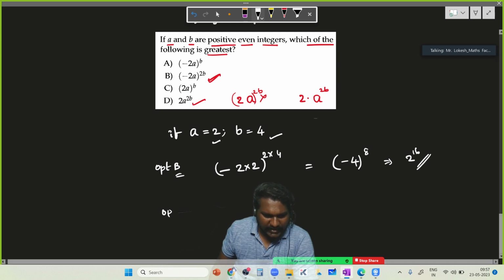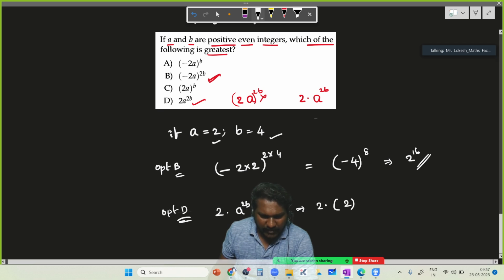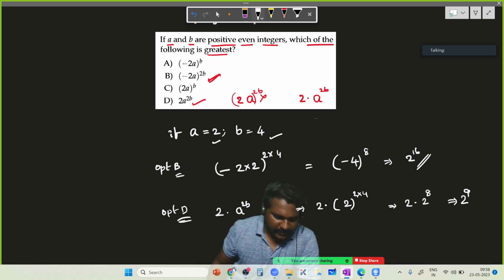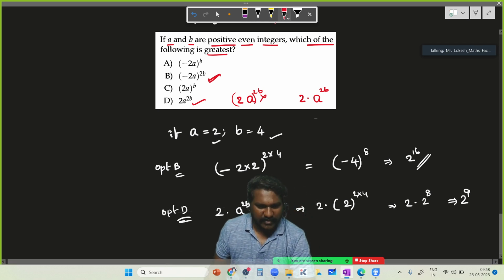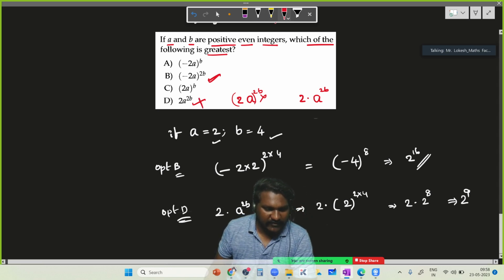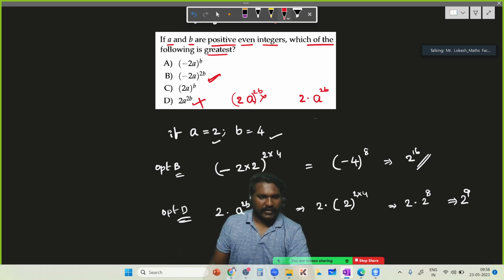Now let me check option D, 2 times A power 2B. So 2 times A value is 2 and power 2 times B, so 2 into 4. Which will give us 2 into 2 power 8, and which will become 2 power 9. So option B is way greater than option D. So option B is correct, perfectly correct. The only thing we misunderstood is that here the power is only for A. We understood it as a whole power. No need to bother about that.